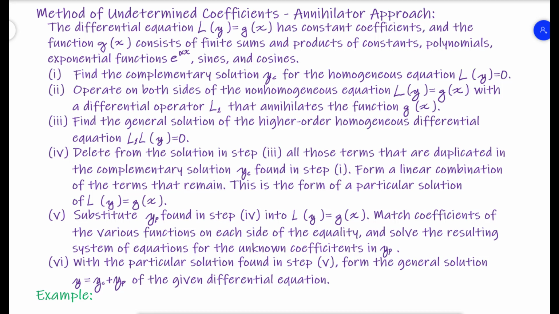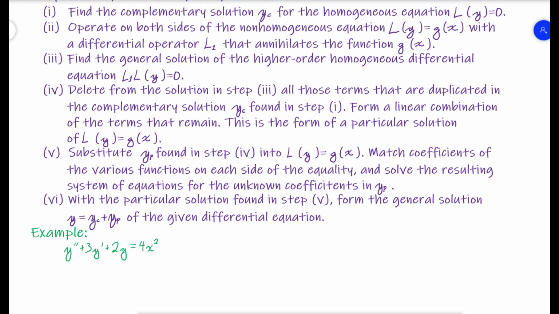So let's take a look at an example of how this works so that hopefully it seems a little bit more approachable. So here I have a non-homogeneous second-order differential equation with constant coefficients. So I can use the method of undetermined coefficients. So my equation is y double prime plus 3y prime plus 2y equals 4x.